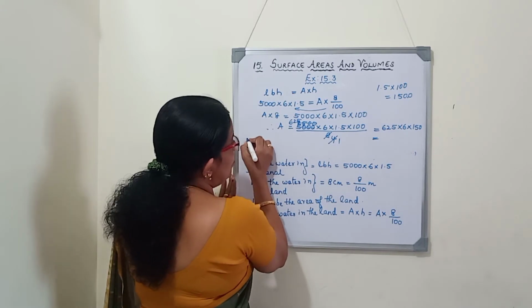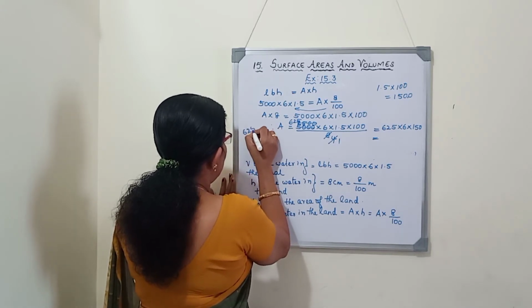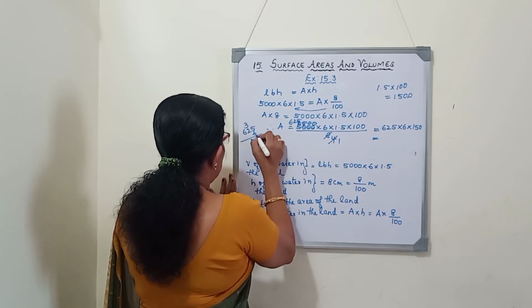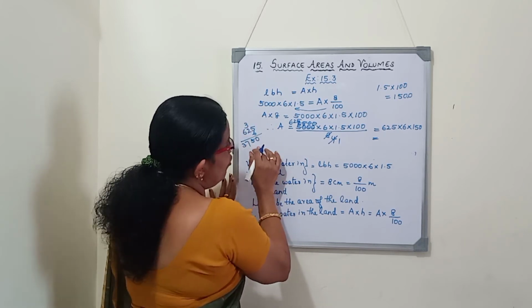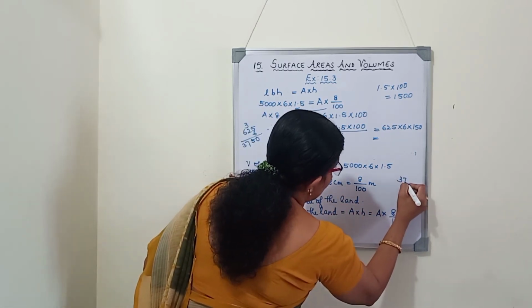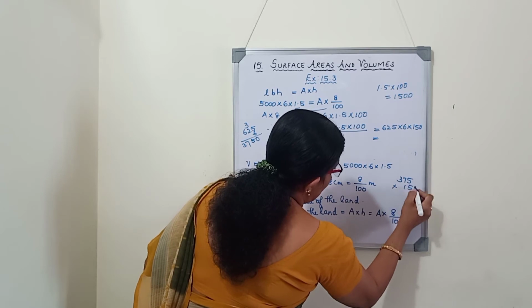So here 625 into 6, 3750. Now 375 into 15.